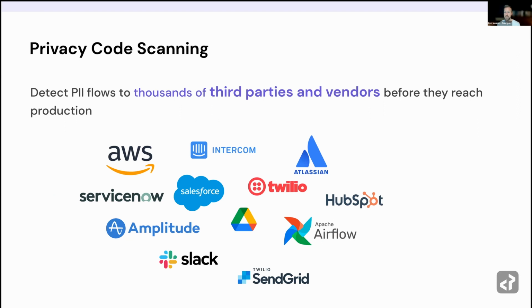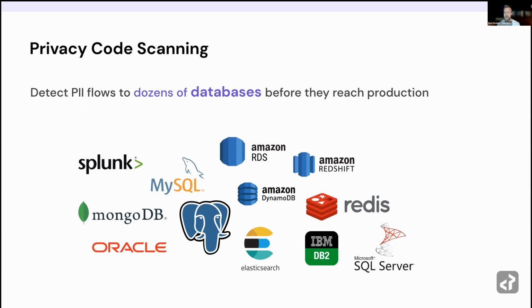What this allows you to do is detect those flows with Privado to thousands of third parties and vendors before they reach production. You can see just a sampling of the ones we support here. The same thing is true for all these different database types. Dozens of databases are supported, all the major ones, and even some minor ones that people use to store PII or store data at all. We'll detect the data flows to there as well.